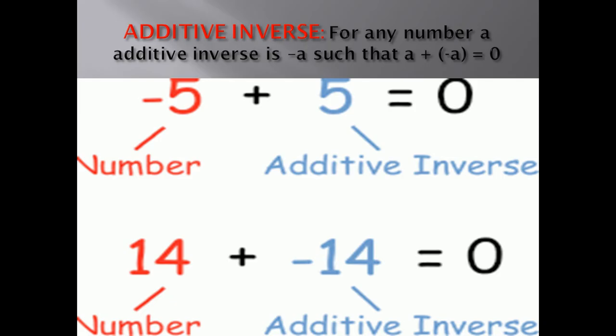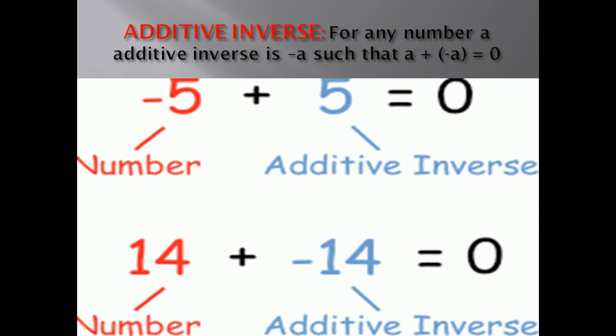Next is additive inverse. What is additive inverse? First of all, you see the definition. For any number a, the additive inverse is minus a, such that a plus minus a is equal to 0. Or in simple language, additive inverse is the number which is just opposite of that, so that the sum becomes 0. For example, the additive inverse of minus 5 is plus 5, so that their sum is 0. What will be the additive inverse of 14? The additive inverse of 14 will be minus 14, so that the sum is 0.